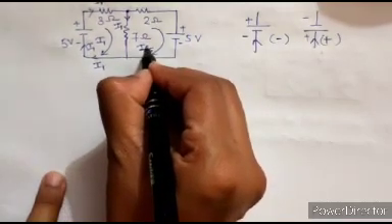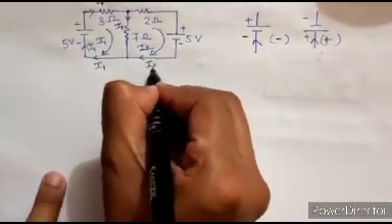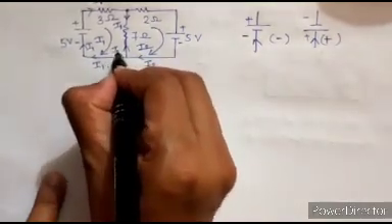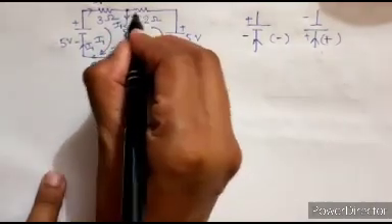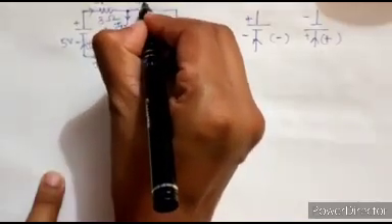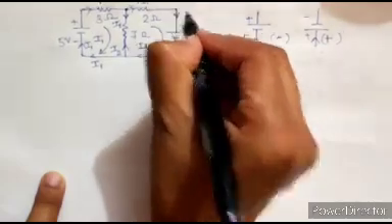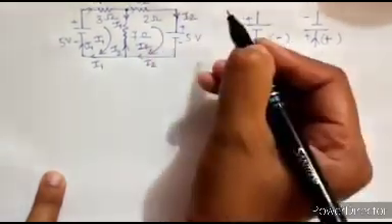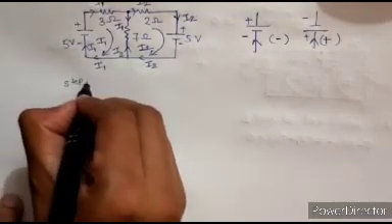Now the I2 current starts flowing from here, goes in the upward direction through the 7 ohm resistance. Again, at this node the current is diverted through the 2 ohm resistance. This is I2, and again it comes to the 5 volt source.